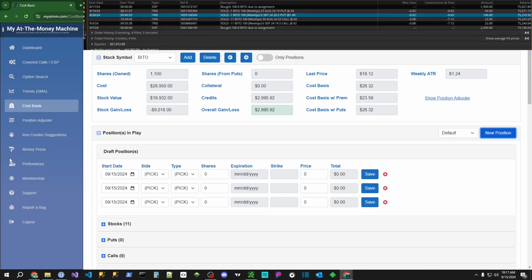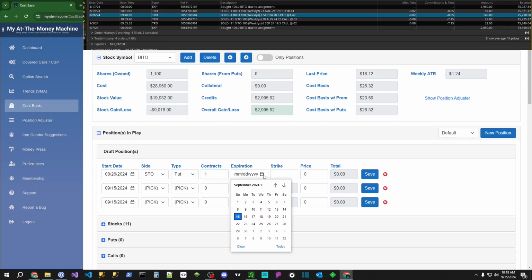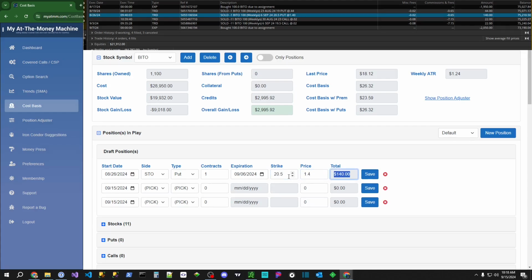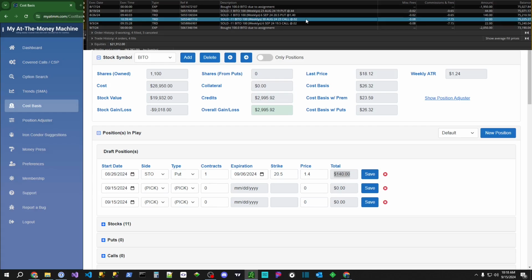The first one is August 26th with a start date. So let's go back here, August 26th. And that was a sell to open. It was a put. And we did one contract. The expiration on that was September 6th. And the strike was 20.50. And we received $1.40 for that one. So I'm not going to click save just yet because I'm just preemptively entering all of these.